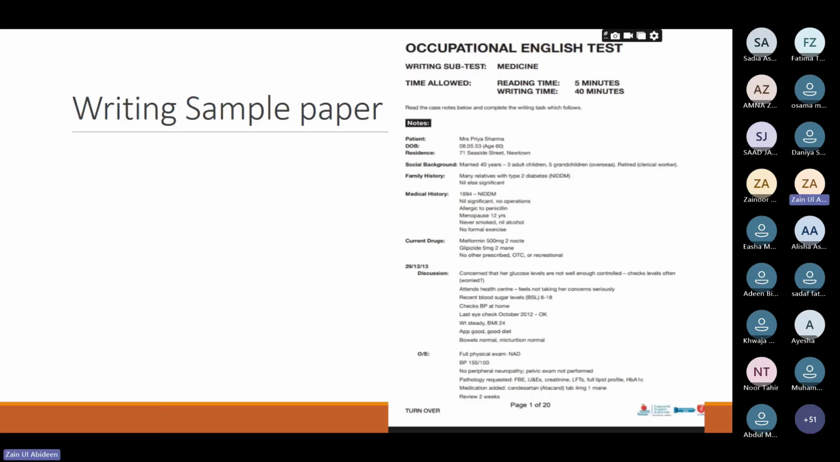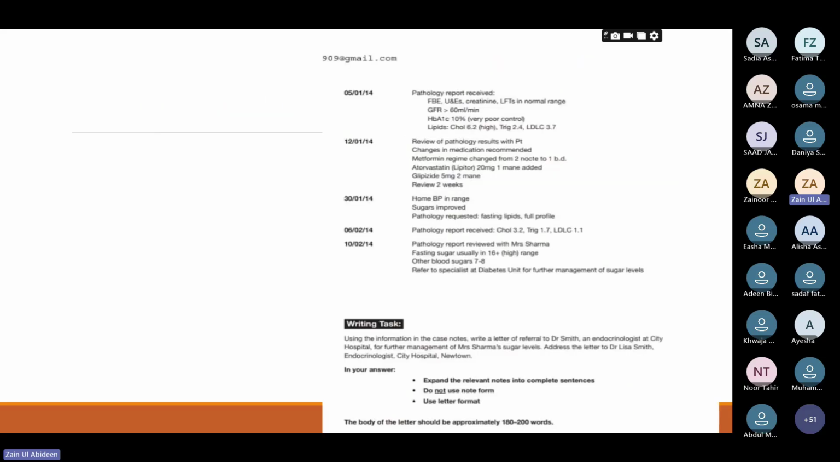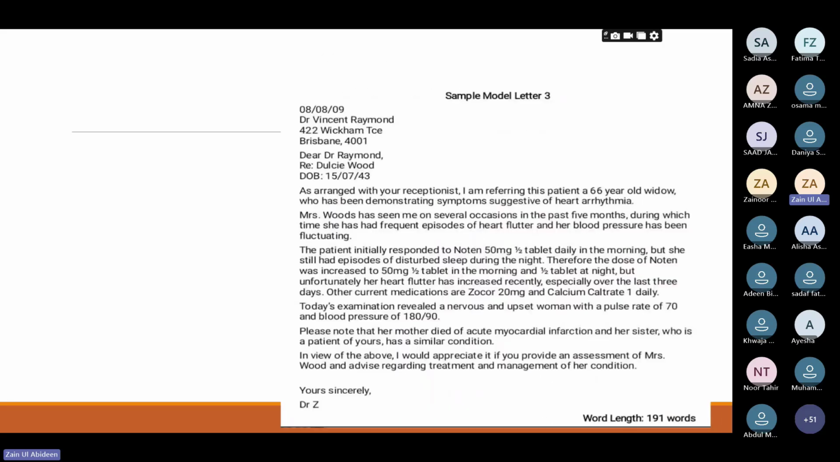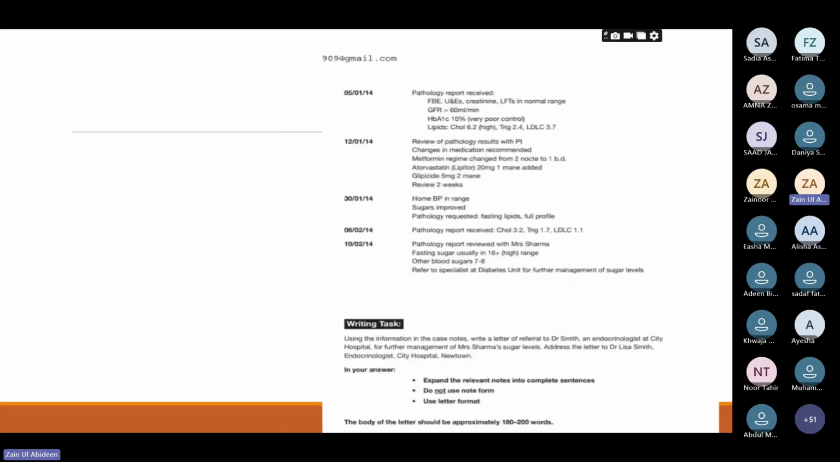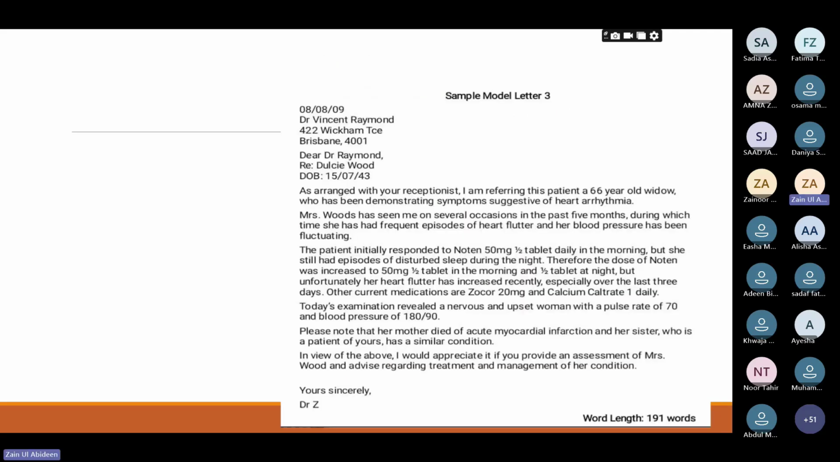Now, this is a simple writing task. Like this, you're going to be given social background, family history, medical history, patient date of birth, etc., and a little bit of discussion about his visits, examination, etc. And at the end of the writing task, you're going to be given the task: using the information in the case notes, write a letter of referral to Dr. Smith. All right, and this is a sample letter.